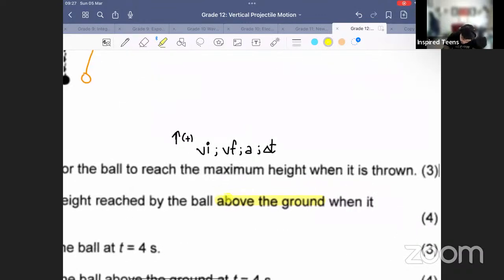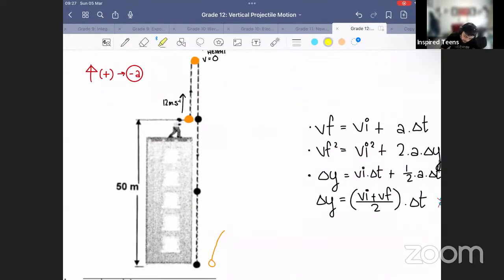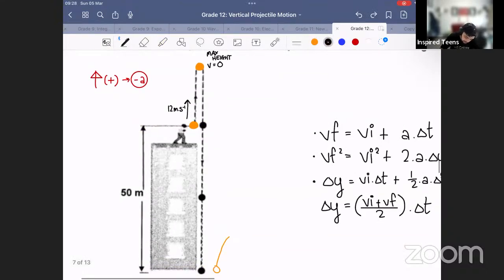Again, please don't get confused by this, and don't let this make you lose marks. Above the ground. Obviously we don't have much information right now between this part of the motion; we haven't worked with it yet. So to calculate the maximum height above the ground, we can calculate the distance it travels from the initial position to here. We can calculate this distance. Let's move this.